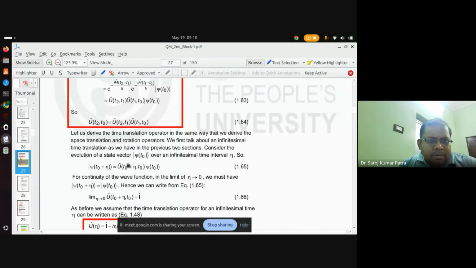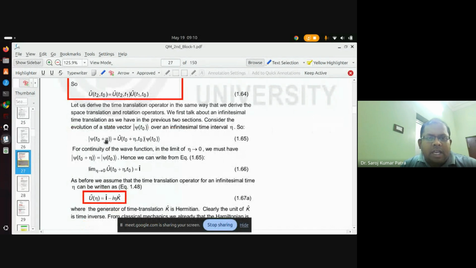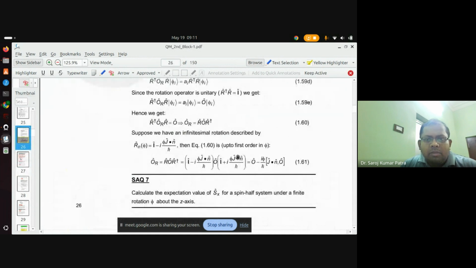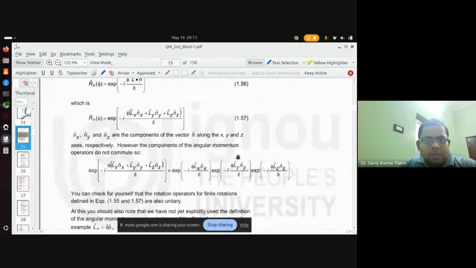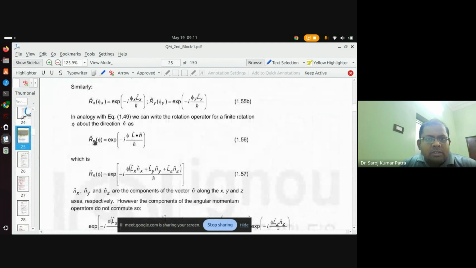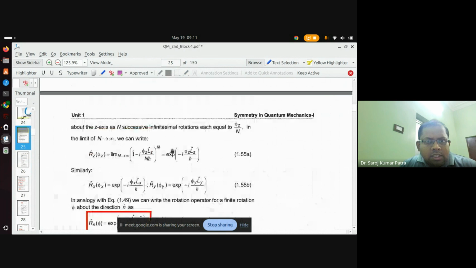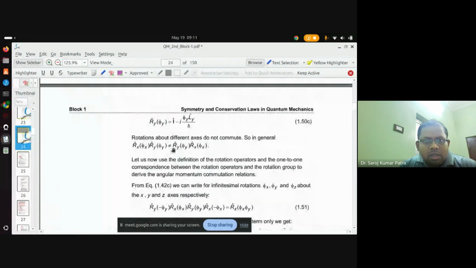Now, if we go from T0 to T0 plus eta, then it will be U(T0 plus eta, T0) acting on psi T0. We need to, like we did, let me remind you again, let us come back to here. So, rotation. How was it? E to the power this form. There is another generator form also. Let me come back to the generator form.